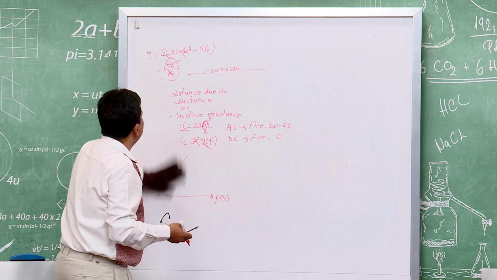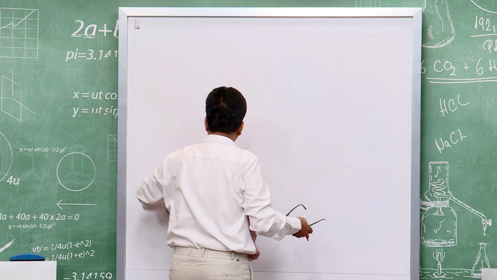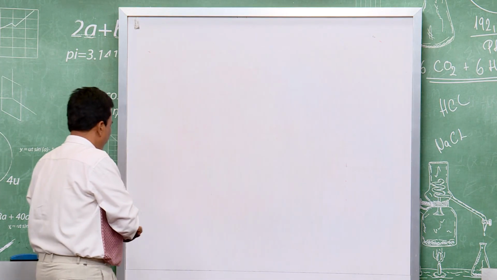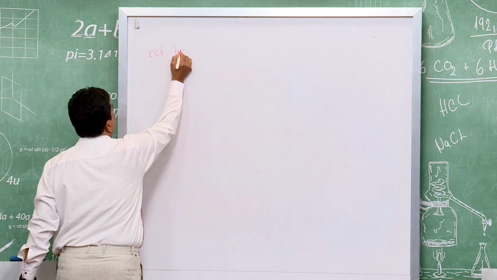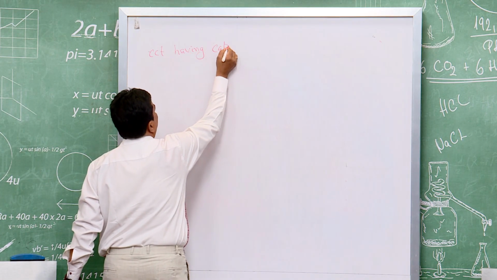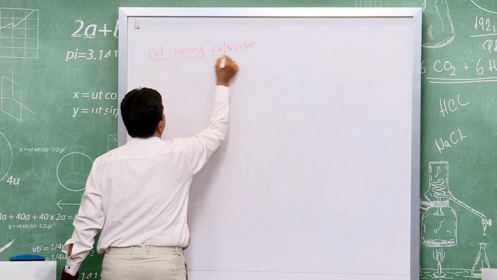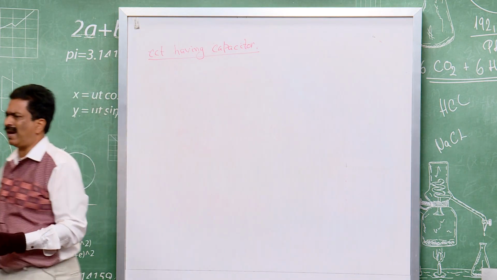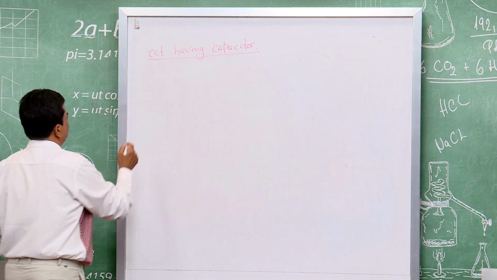So let us now find the relation between E and I of a circuit having a capacitor. The circuit will have a capacitor. So let us have a circuit.